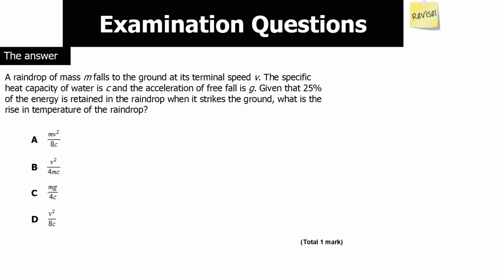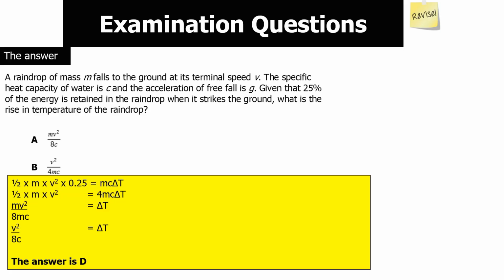Right, so to answer this question, we can say that the kinetic energy, half mv squared, is equal to the thermal energy, mcΔT, but only by a factor of 25%. So multiply that kinetic energy by 0.25, as that's the energy that's being transferred across. We can then rearrange it and say, well, a half mv squared equals 4 mcΔT. We can then rearrange it to make ΔT the subject, and ΔT equals mv squared over 8mc. The m's cancel through to get v squared over 8c.